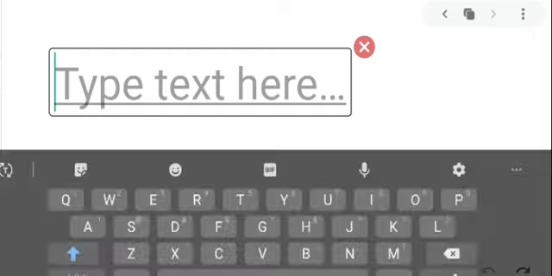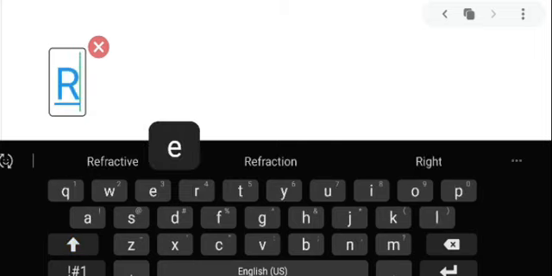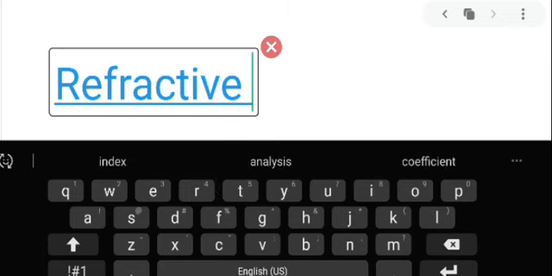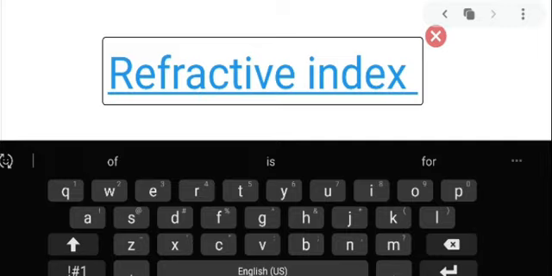So the index of refraction, this is a very important topic, and will comprise many mathematical type of questions in your board exams. So refractive index.